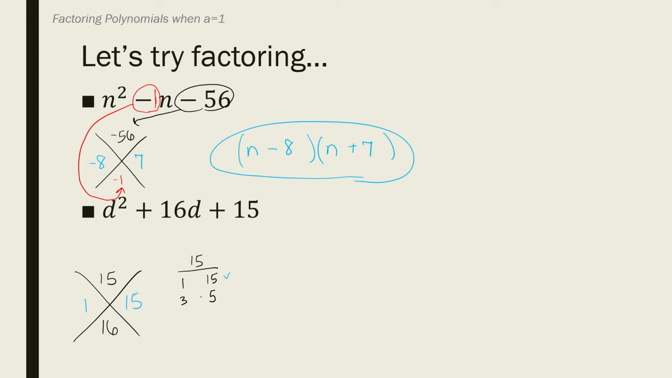That's what I put in here. 1 times 15 is 15. 1 plus 15 is 16. And then I can write my factored answer. Again, this time we're talking about the letter d, so make sure that's what you're writing. And then we have plus 1 and plus 15. And there's our factored answer.